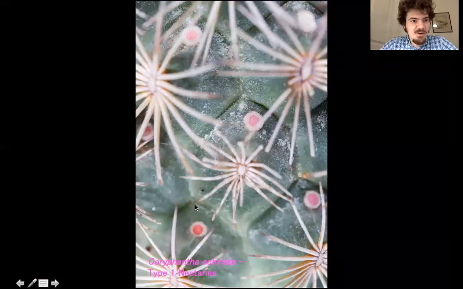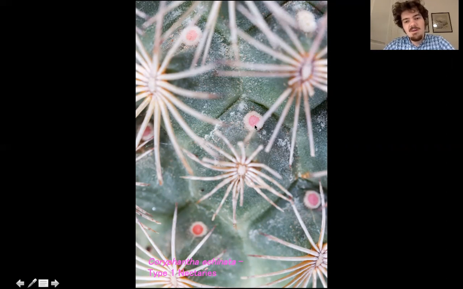Nectaries can also originate at the base of the tubercle. So this structure right here, the pointed structure that has this areole on top, is called a tubercle. And you can also have nectaries that form at its base.